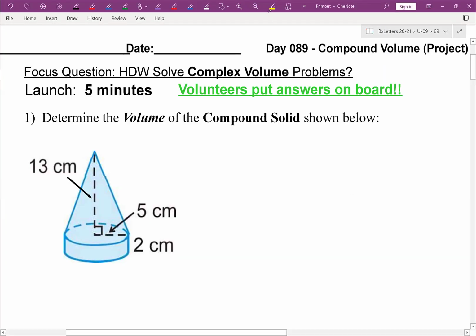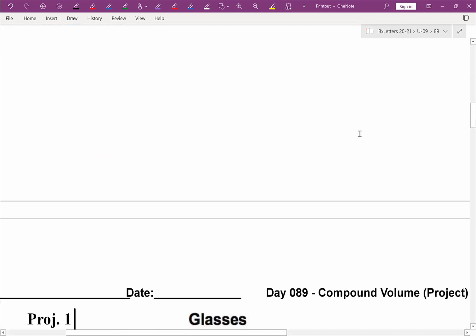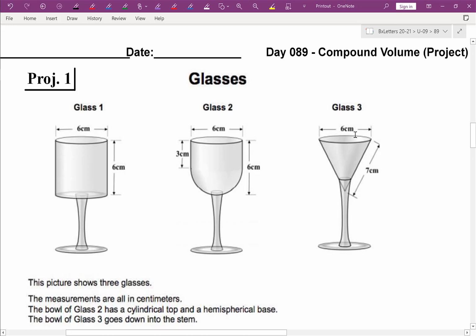Welcome back. Today we're going to start our project on volume. And where we're going to end is you're going to pick one of these projects, either project 1, where it's having you compare the volume of different glasses and tell us which one holds the most and how much does it hold.